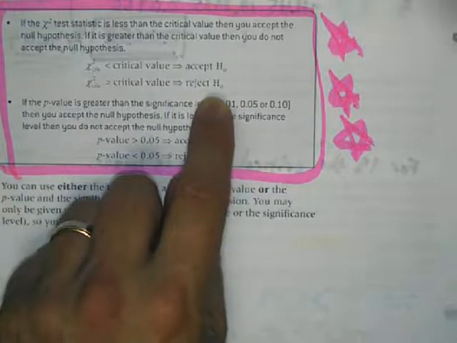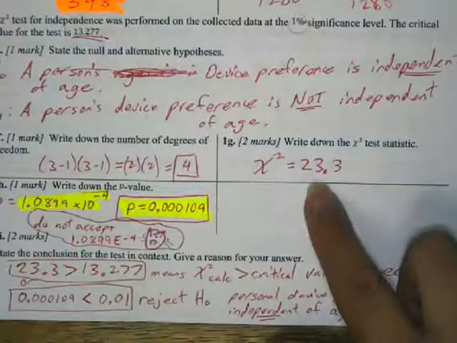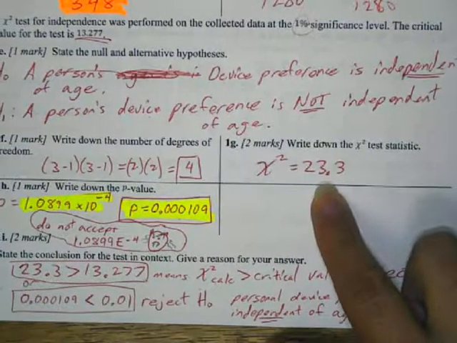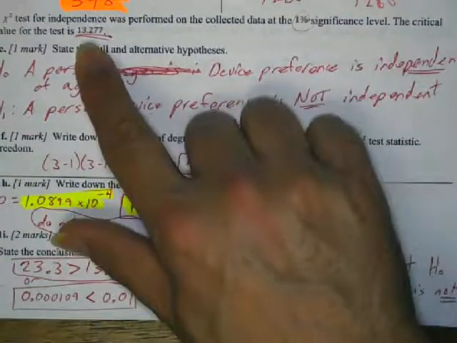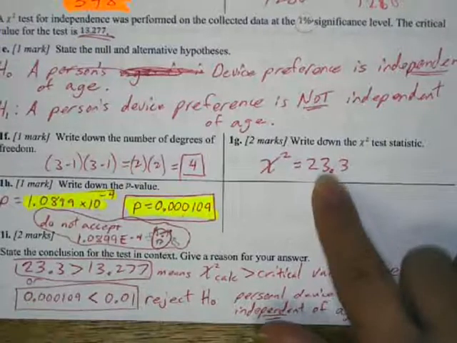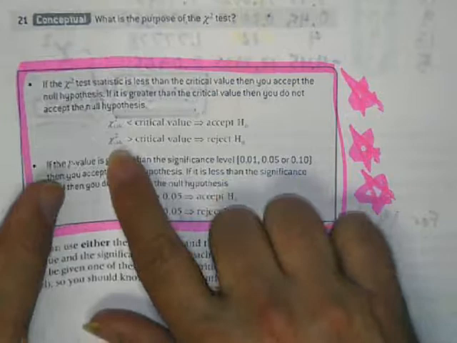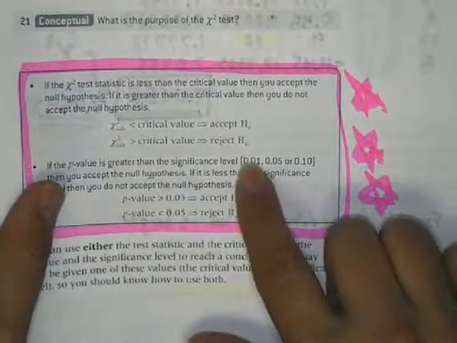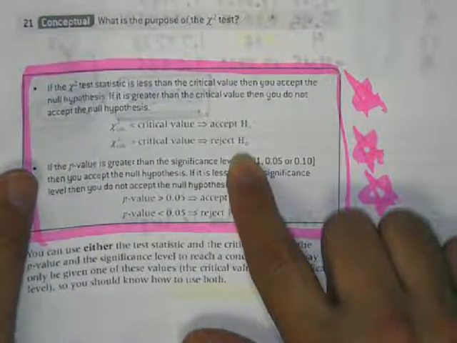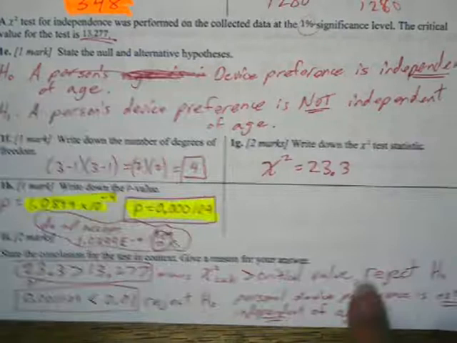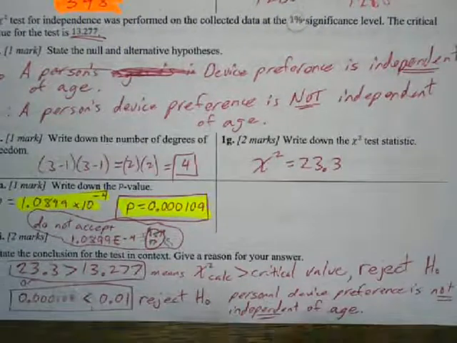So let's look at what we got. We had 23.3, and the critical value they gave me is 13. So my calculated value is bigger than the critical value. With the calculated value bigger than the critical value, I'm rejecting the null hypothesis. And that's what I wrote here: I reject the null hypothesis because this is bigger than this.